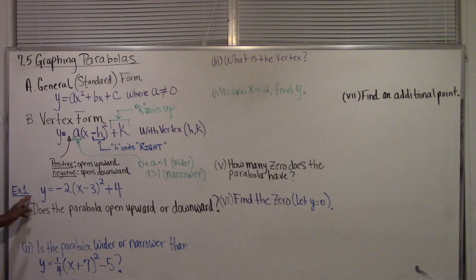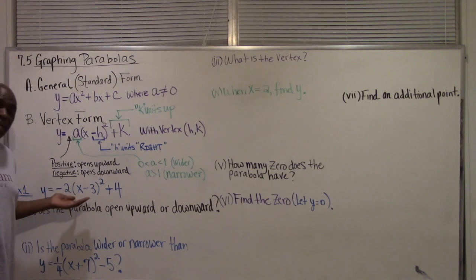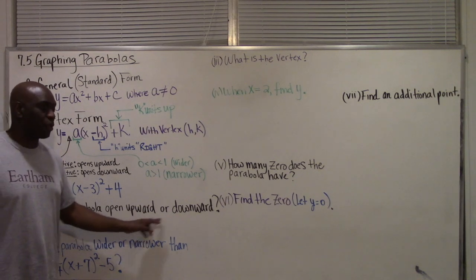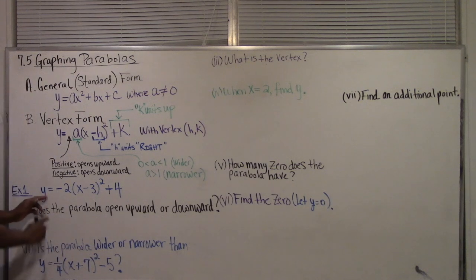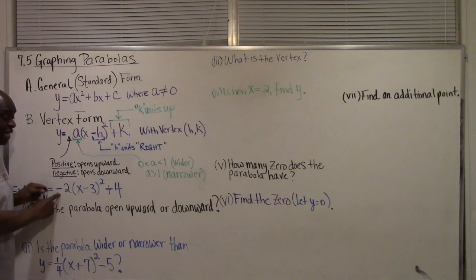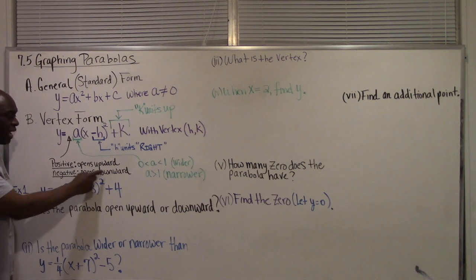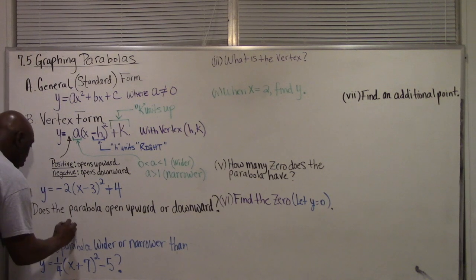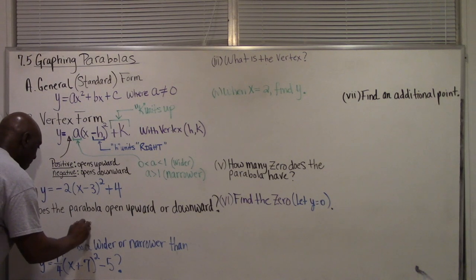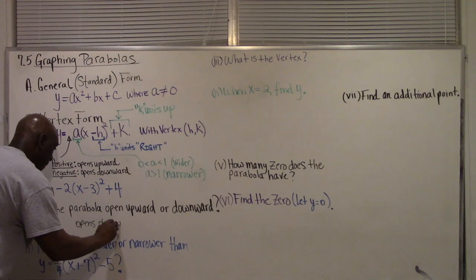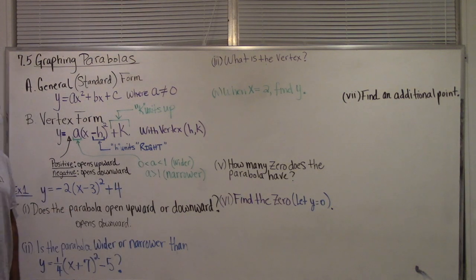Alright, example 1, y equals negative 2 times the quantity x minus 3, quantity squared, plus 4. Question 1, does the parabola open upward or downward? Well, let's see. What is the sign right here? Do not look at the number. That's a. We don't care about a. What is the sign? Is the sign positive or negative? Good. It's negative. Since the sign is negative, it opens down. That's all you write. So you write opens downward. That's it. It opens downward.